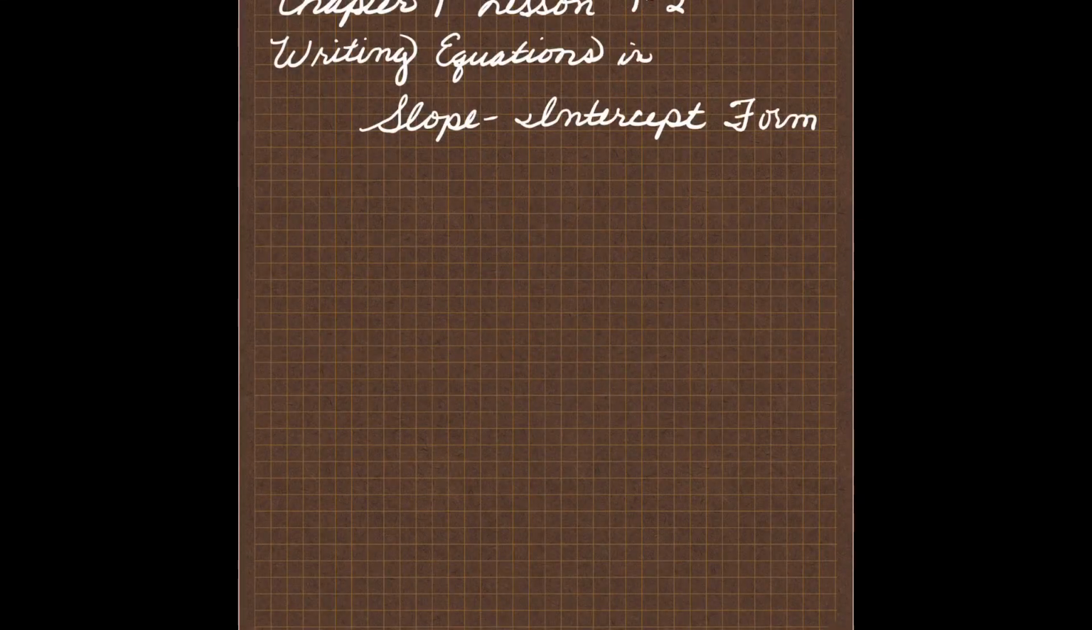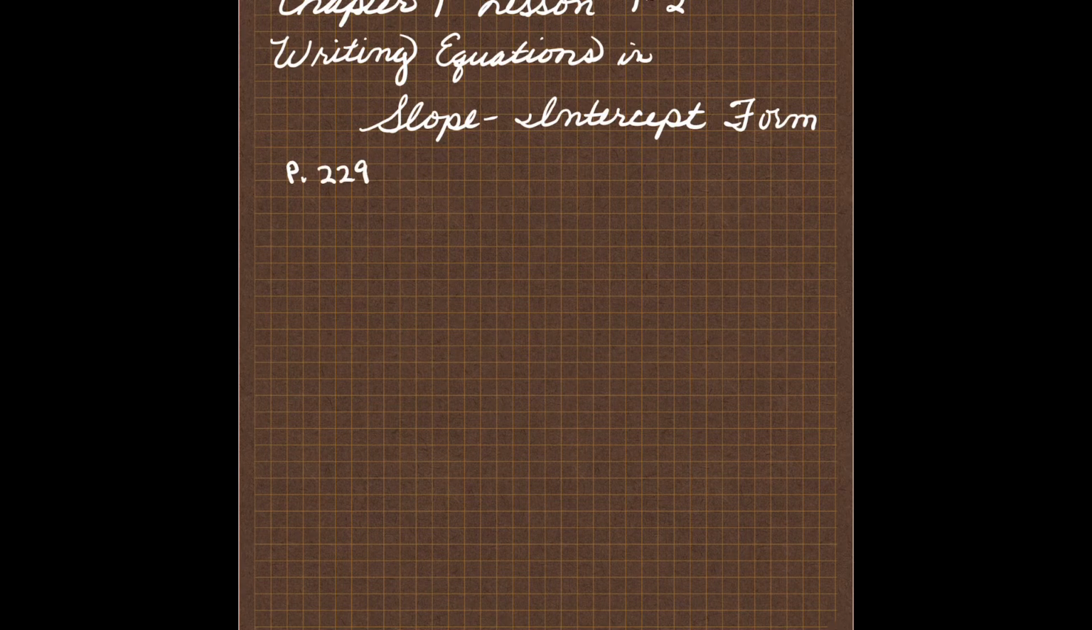Guys, this is chapter 4, lesson 4-2, writing equations in slope-intercept form. And your lesson starts on page 226. There's some great examples there, but they're all written out for you. So I'm going to start by looking at page 229 and work some examples for you.